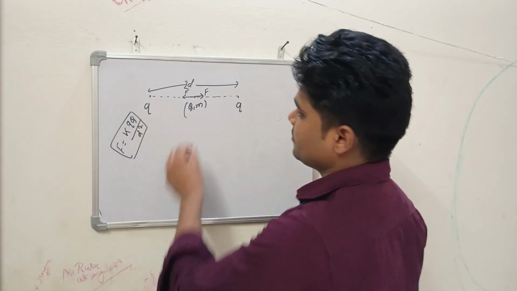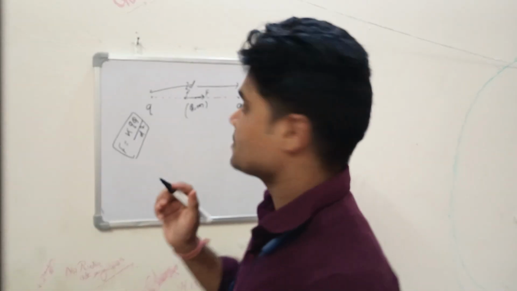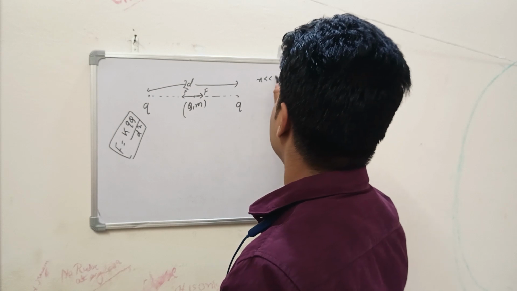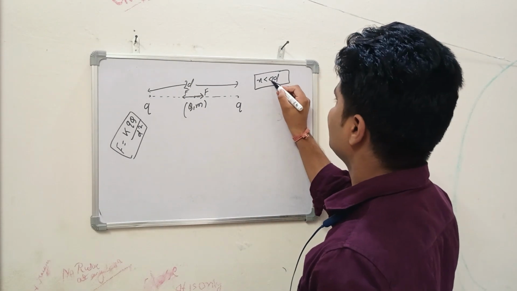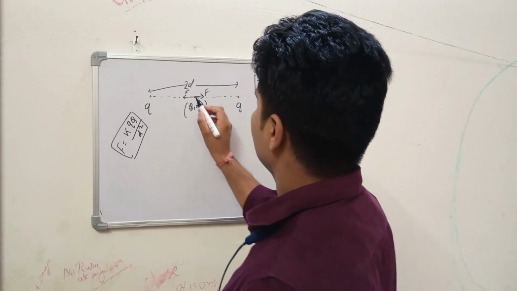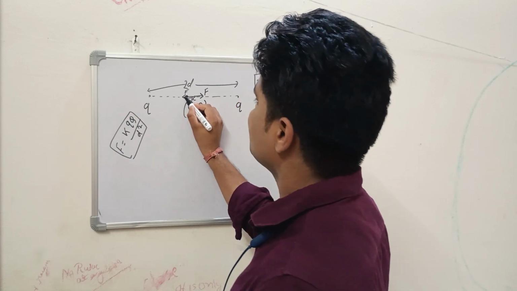Now let us suppose we move this charge by a small distance x. I said small. Small means x is very less than d, or you can say 2d. So if we move in this direction, this will be x, and our charge will be here.